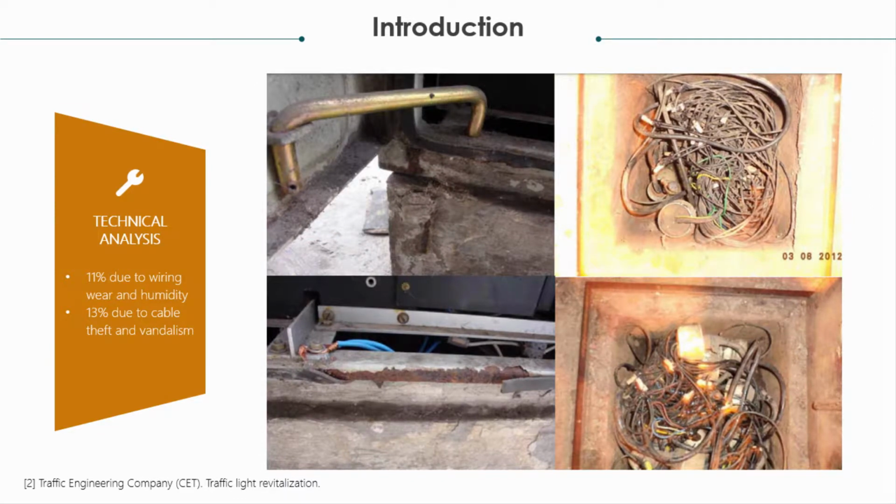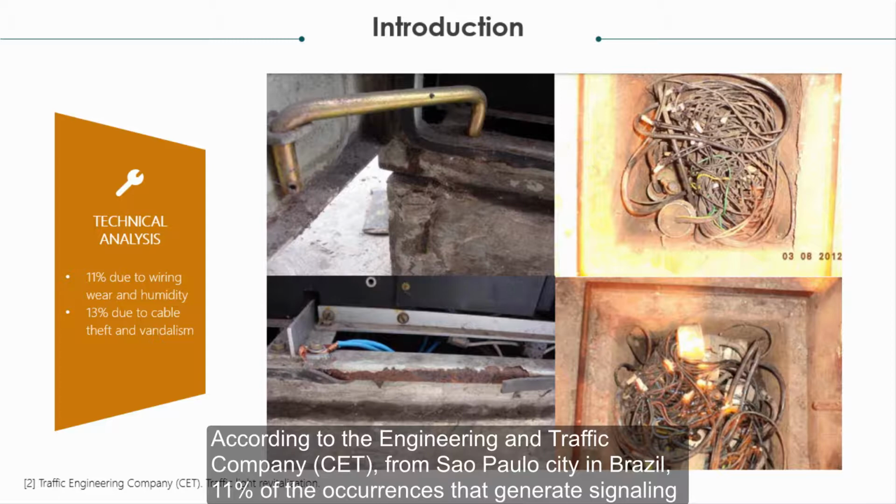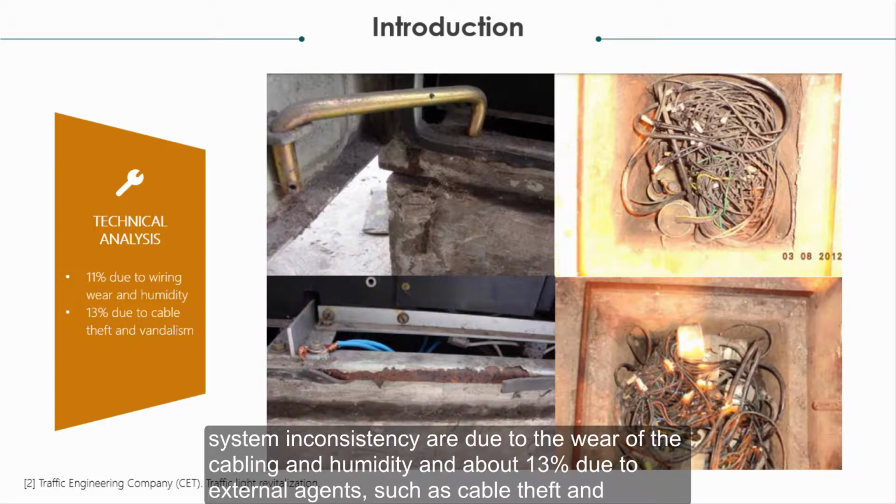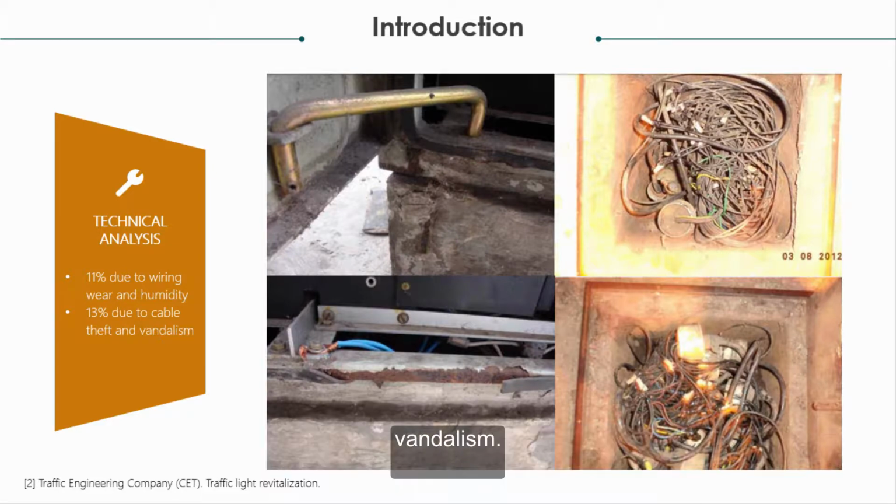Technical analysis. According to the engineering and traffic company CET from São Paulo City in Brazil, 11% of the causes that generate signaling system inconsistency are due to the wear of the cabling and humidity, and about 13% due to external agents, such as cable theft and vandalism.